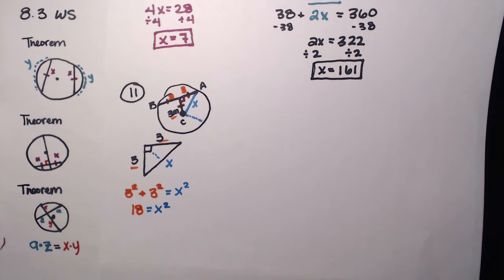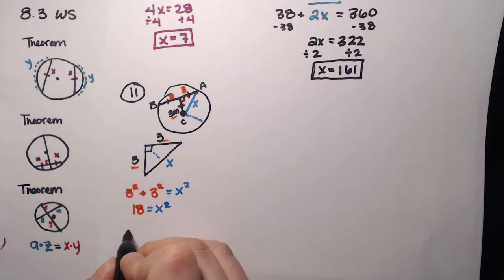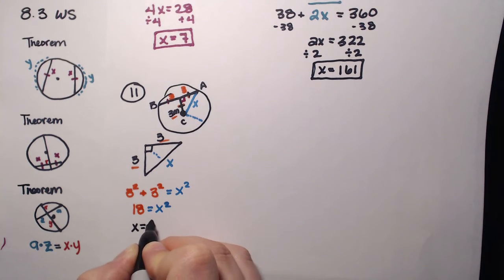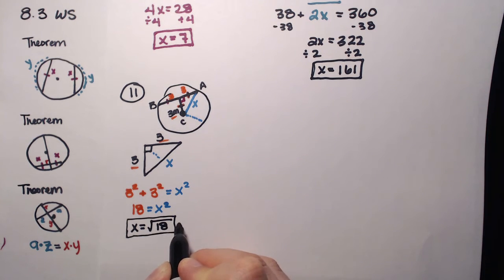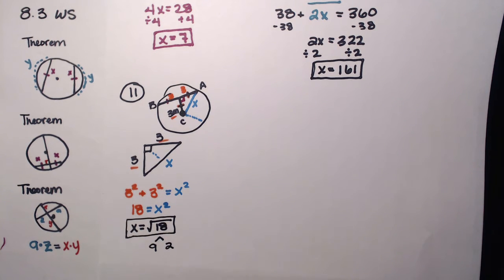And then you take the square root of both sides. Remember, taking the square root is going to undo that squared. And I get the square root of 18. Now, if you get that as your answer, that's fine. I will take that. I would like you to try to simplify that radical. Remember, we can break apart square roots. So to get 18, I could do 9 and 2.